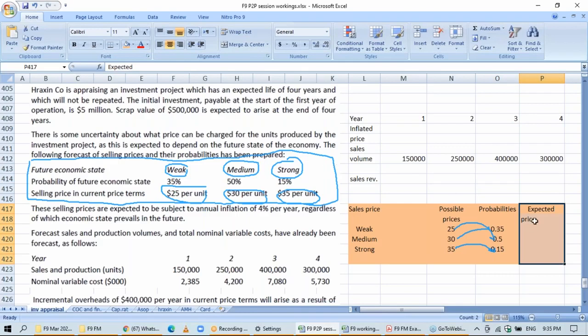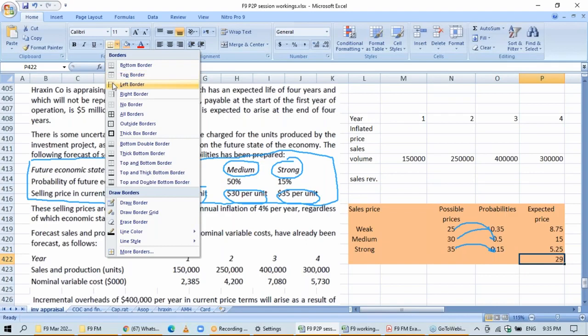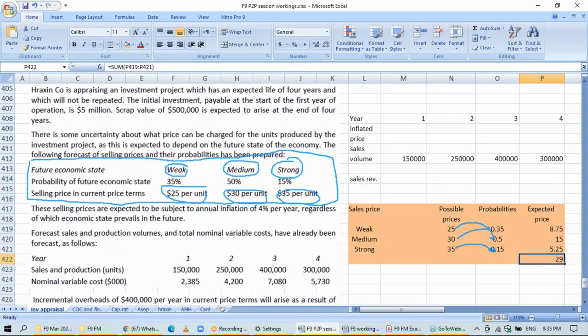Expected price or expected value is a weighted average, right? So what will be the weighted average price? 25 into 0.35. First we'll multiply the prices with the probability, and then you will sum all of them. You will get the expected price. So the expected price is 29.